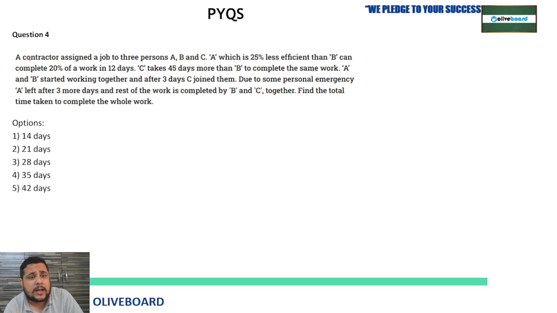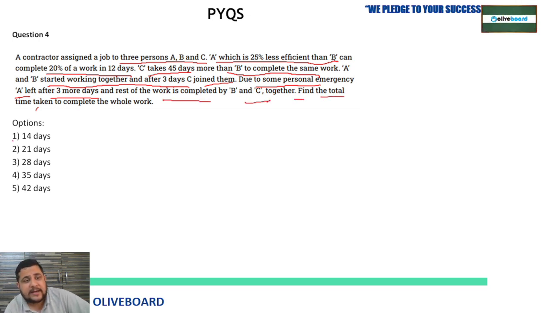Now next question. A contractor assigned a job to 3 persons A, B, C. A, which is 25% less efficient than B, can complete 20% of the work in 12 days. C takes 45 days more than B to complete the same work. A and B started working together, and after 3 days, C joined them. Due to some personal emergency, A left after 3 more days, and the rest of the work is completed by B and C together. Find the total time taken to complete the whole work. So that is what they are asking you. You have to find out the total time taken to complete the whole work.